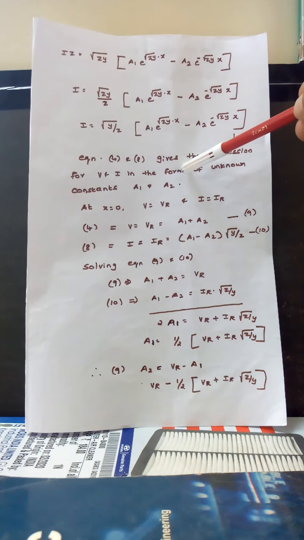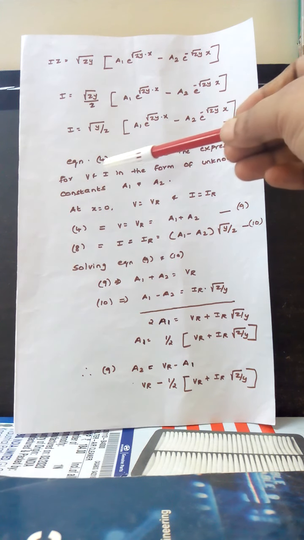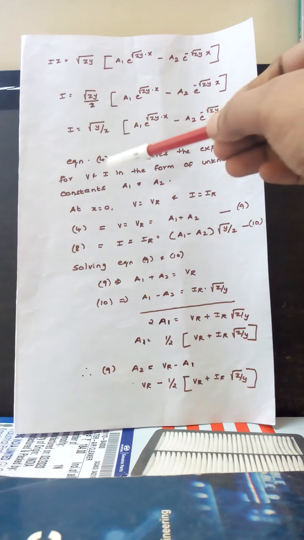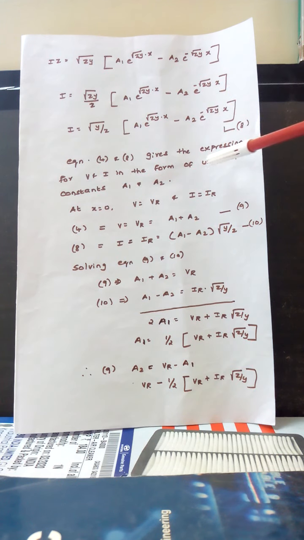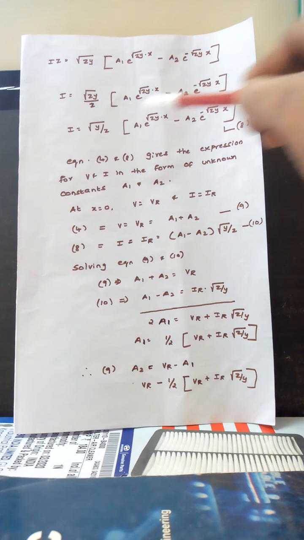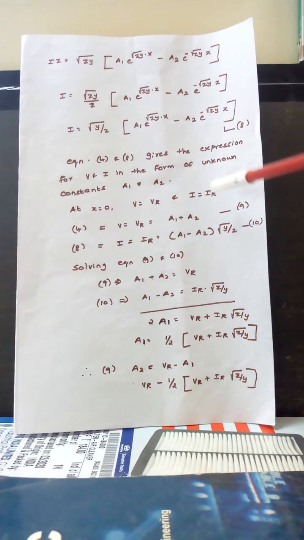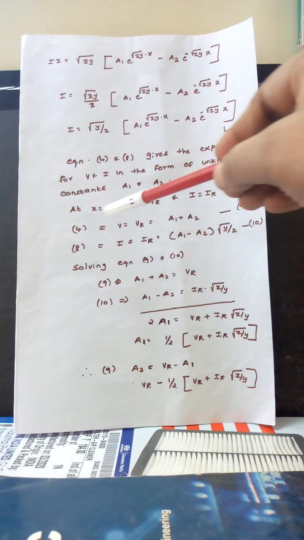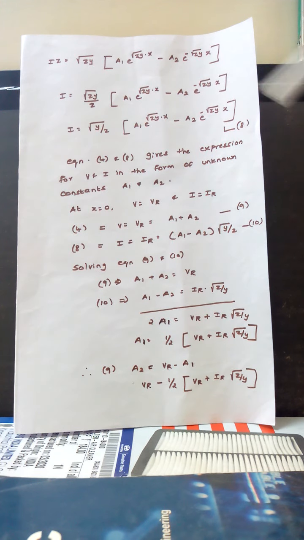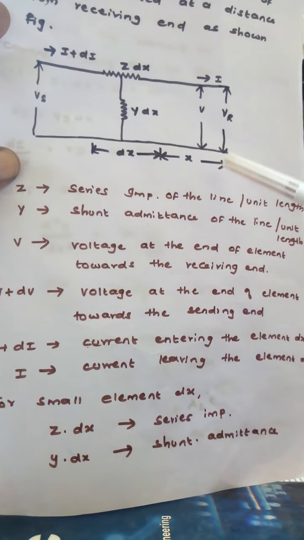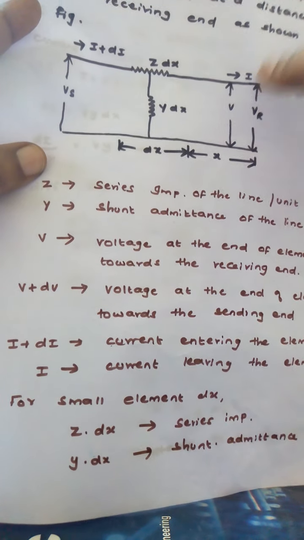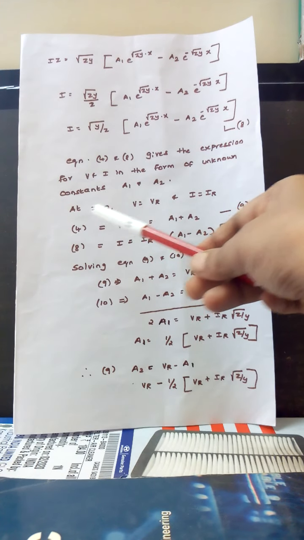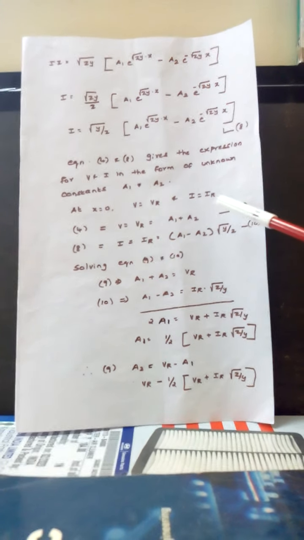So already we got equation number 4, which is nothing but your voltage equation, and equation number 8 is nothing but your current equation. In these equations we have to find out the constants a1 and a2. For finding this, we are considering the distance x is 0. If this is 0, your voltage V will be equal to VR and I will be equal to IR, correct? That's why here we have written at x equal to 0, V equal to VR and I equal to IR.